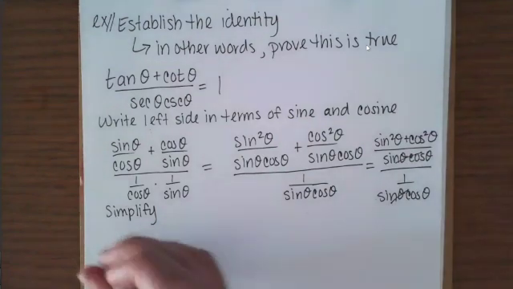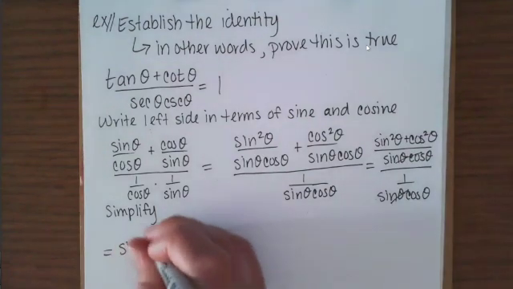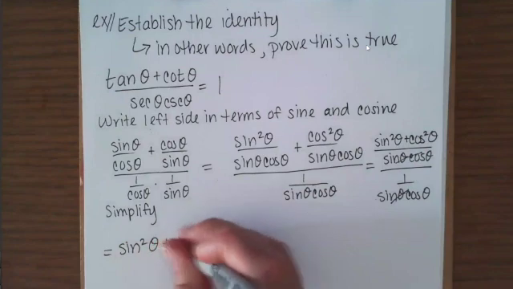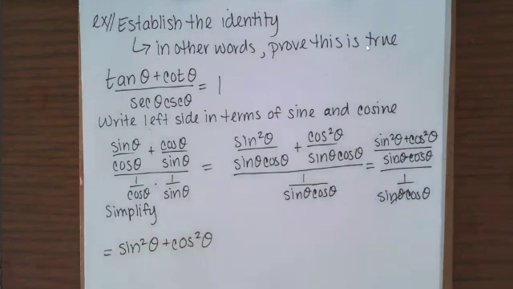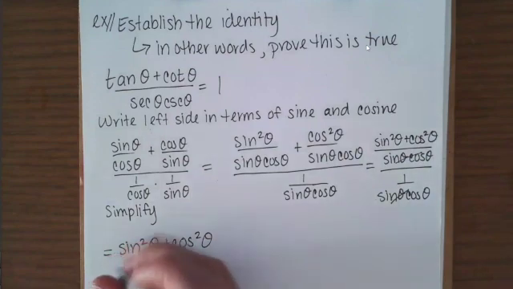So simplifying, we end up with sine squared of theta plus cosine squared of theta. Now on your homework, be careful. It does want you to do this step by step. So the next question, on your homework, is going to ask you which identity we should apply.